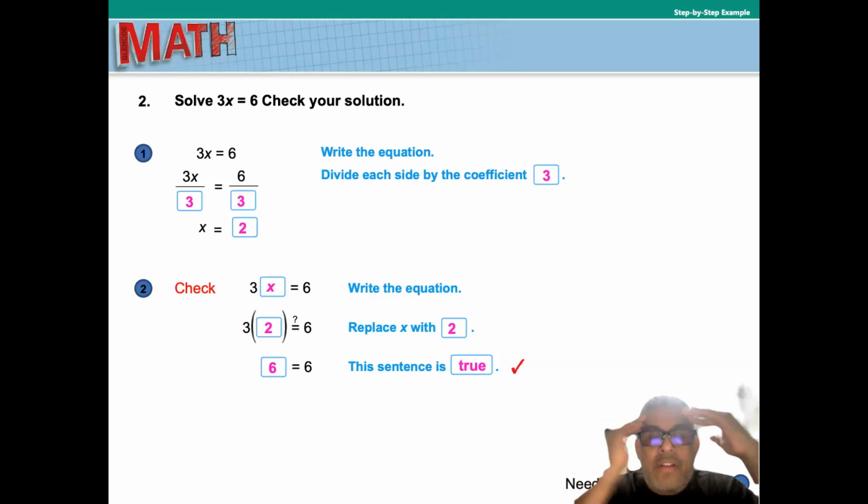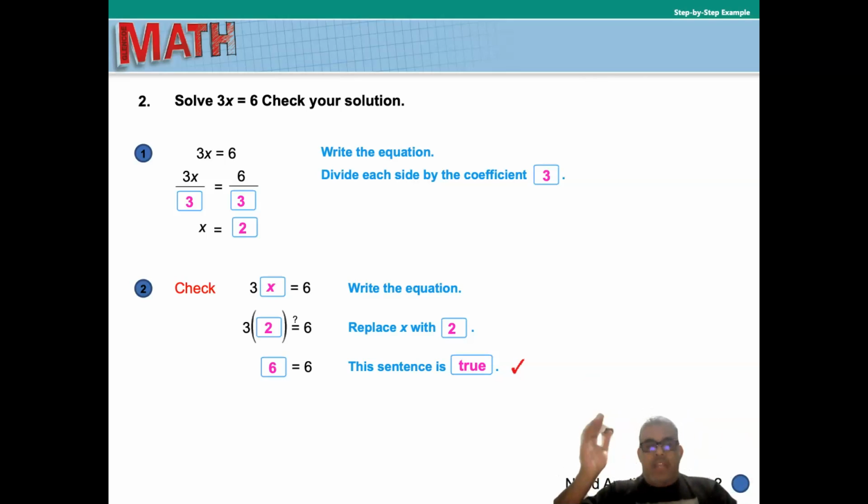And yes, I know what you're all saying. Mr. Olmedo, I could do mental math. I know that 3 times 2 is 6. And I know that that equation's balanced because 6 is equal to 6.